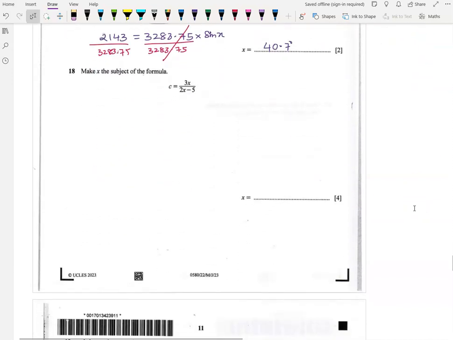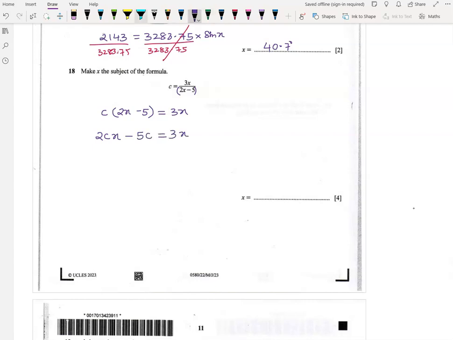Make x the subject of the formula. Step number 1, use bracket. Now we can take cross product, so c will multiply with 2x minus 5. So c times 2x minus 5 equal to 3x. Expand the bracket, so c times 2x will be 2cx minus 5c equals 3x.